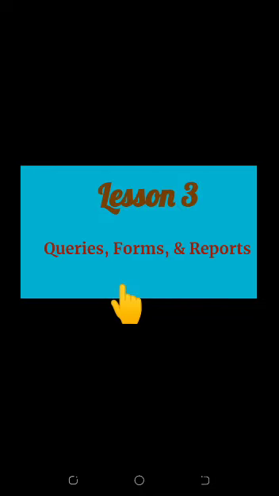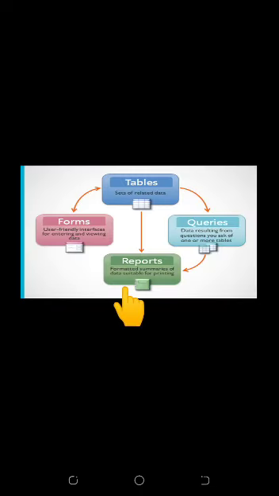Open your computer book. We are doing lesson 3, queries, forms and reports. Open page number 51. I have explained to you before about tables and queries. These are the 4 objects of MS Access. Tables and queries I have told you in the previous videos. Now in this video I will explain about forms and reports.